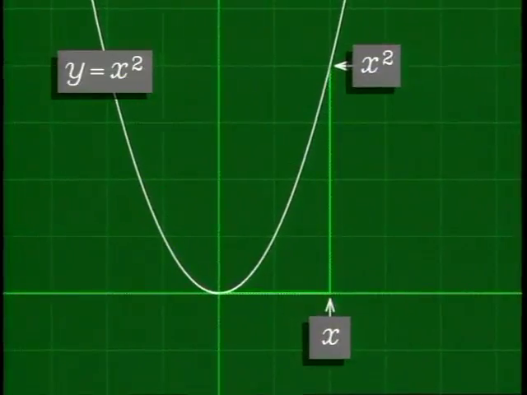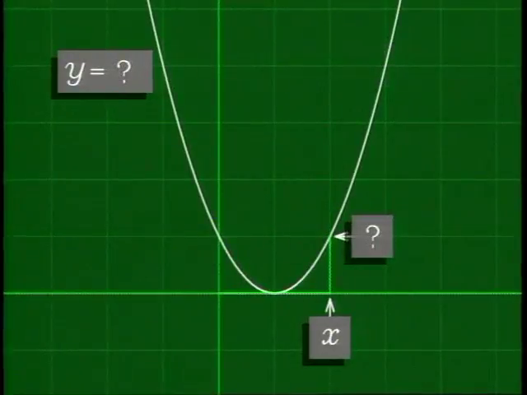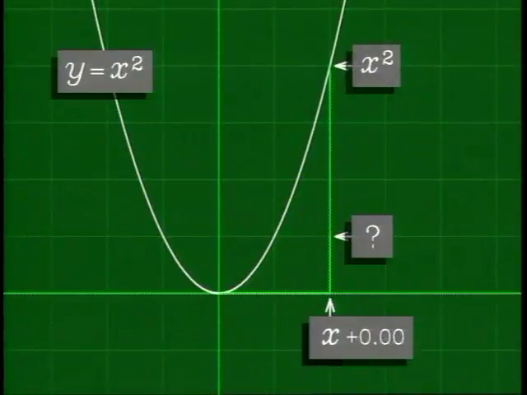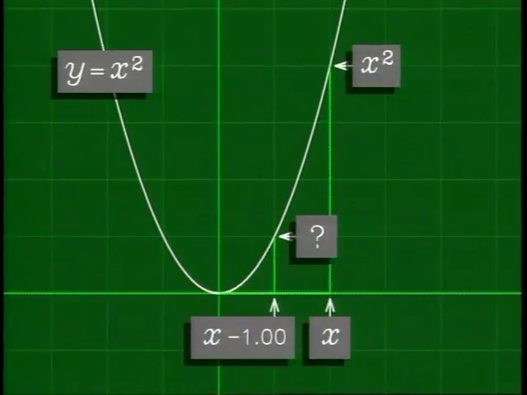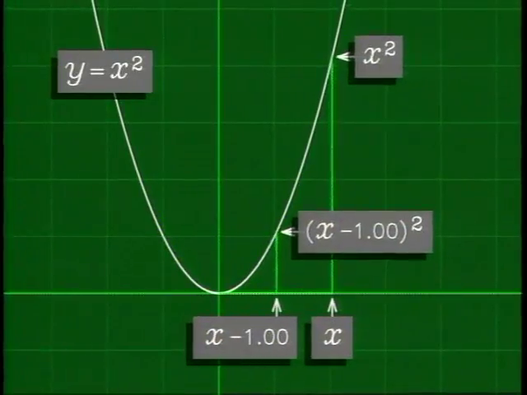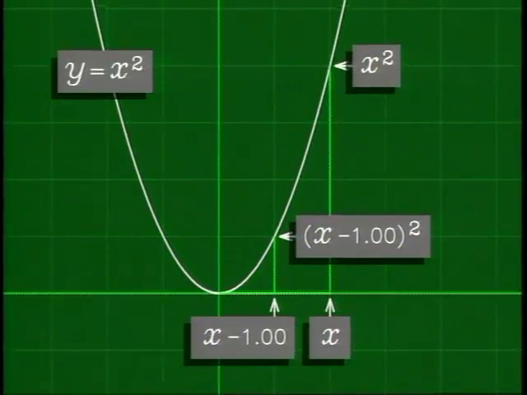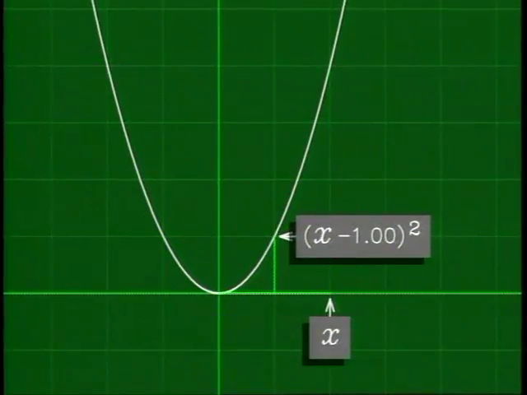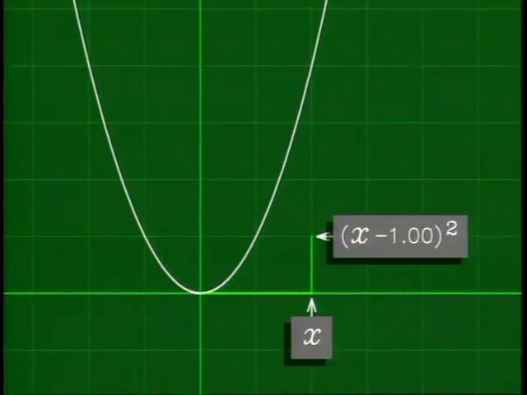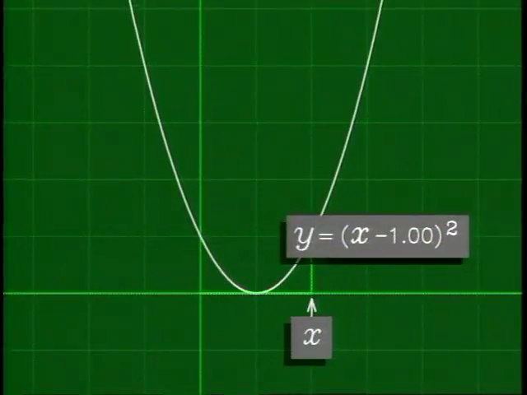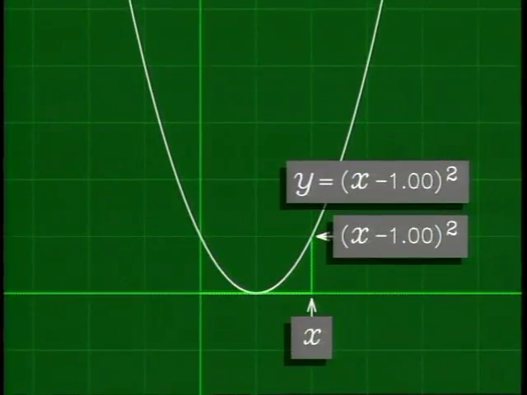Now let's see what happens if we translate the curve y equals x squared horizontally, say 1 unit to the right. To find the equation of the new curve, subtract 1 from x, then square the quantity x minus 1 to reach the original curve. Plotting this, we get y equals (x minus 1) squared. This equation represents horizontal translation by 1.